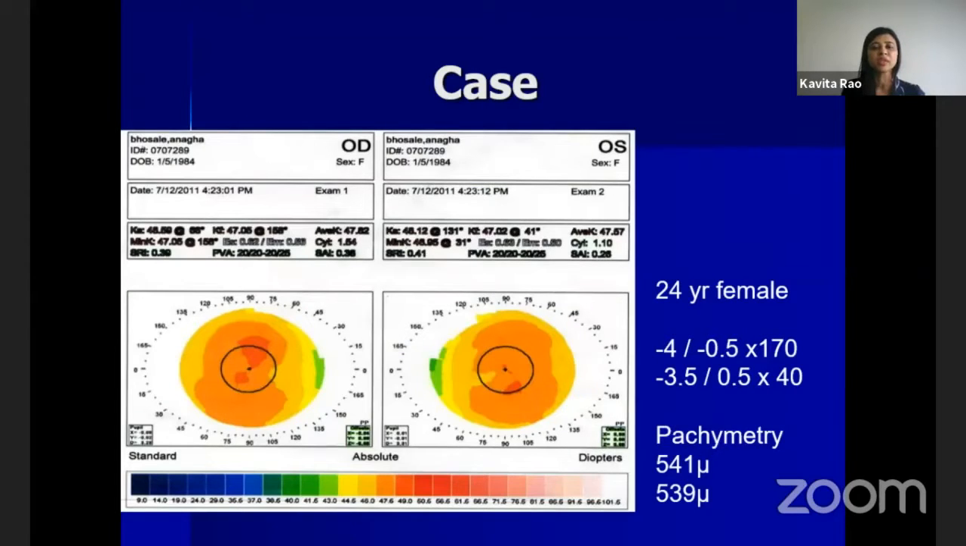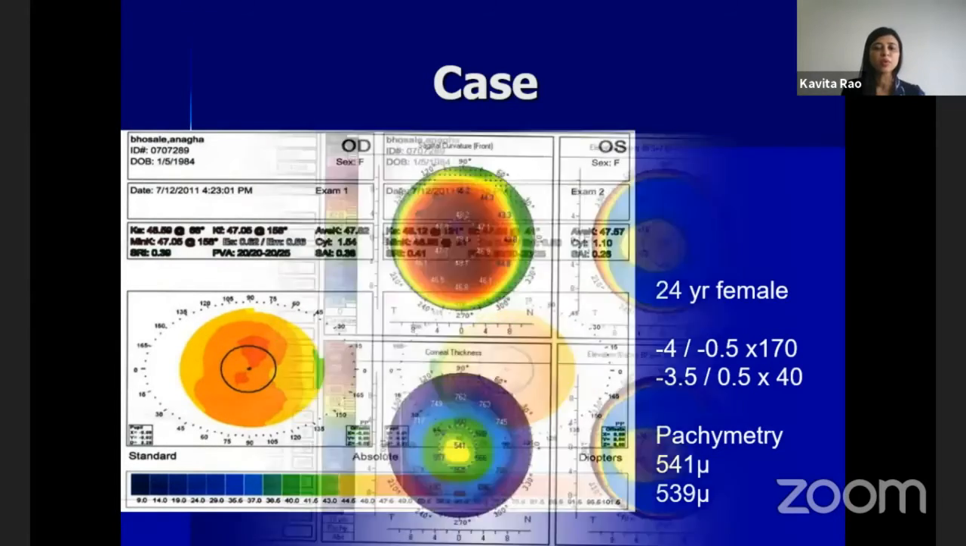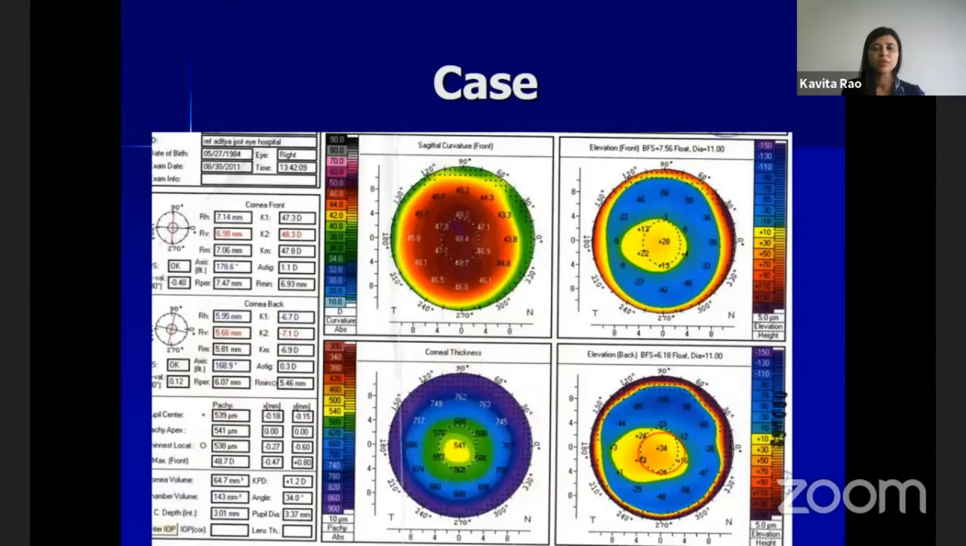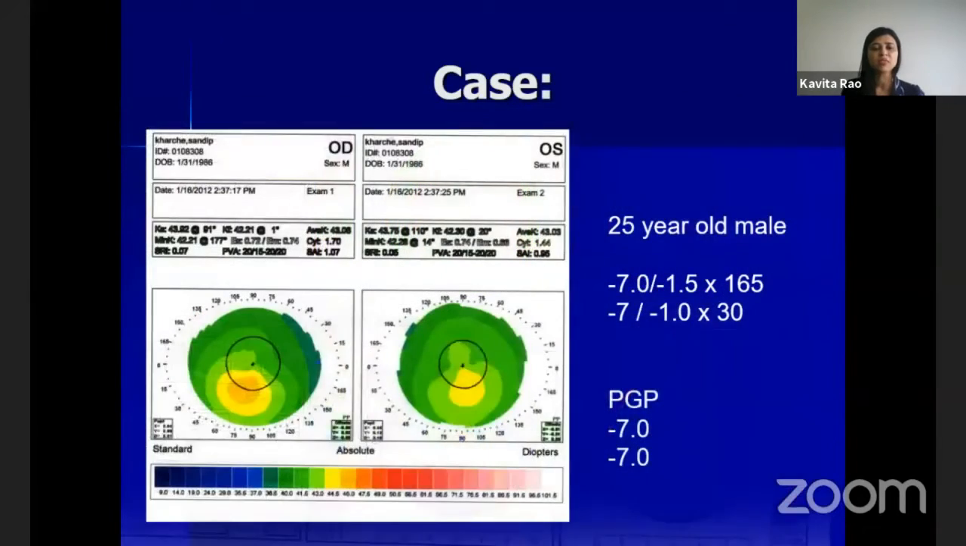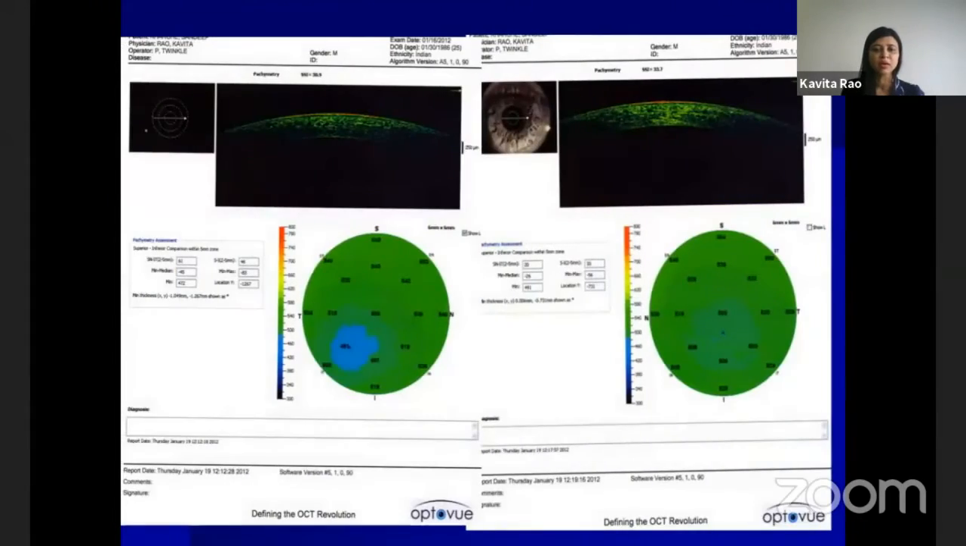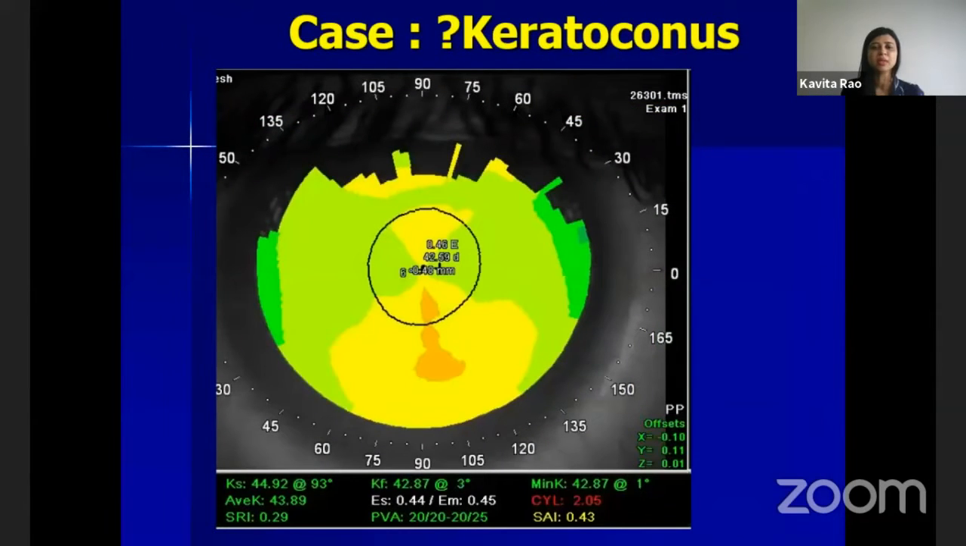Now, this patient looks fit if you look at just a topography map, but if you look at the tomography map, you can see that there are increased values on the posterior float. So this patient probably, now this is a very obvious case of keratoconus, no one should be missing this.